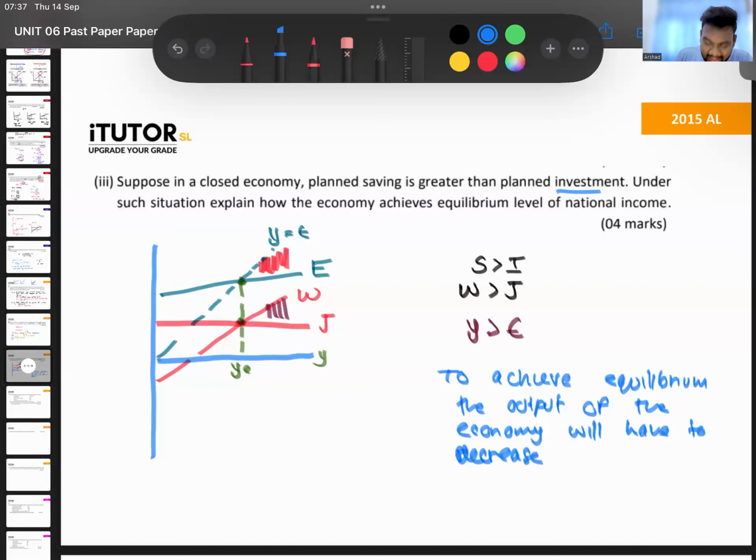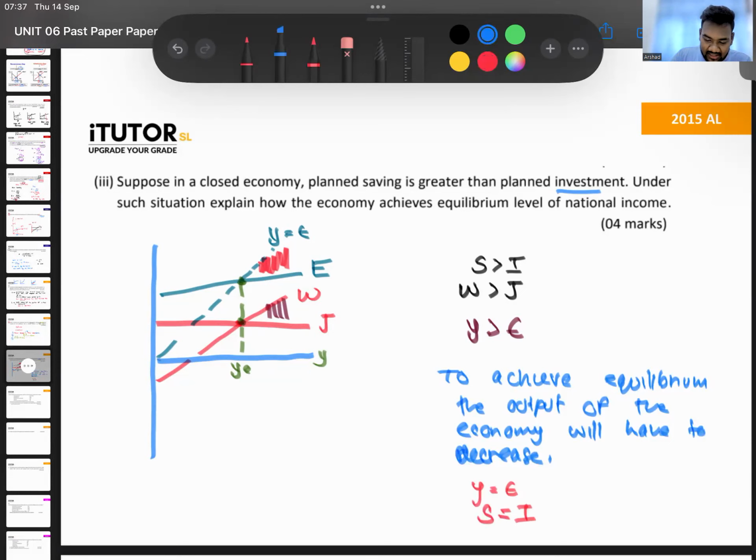So in other words, you can say firms will cut down on production. They will produce less than what they did before. As long as savings are greater than investment, or Y is greater than E, the firms will keep on cutting down production. Output will reduce, and then at one point the economy will get back into equilibrium, where Y equals E and savings equals investment. Until you reach that point, the output will have to reduce.